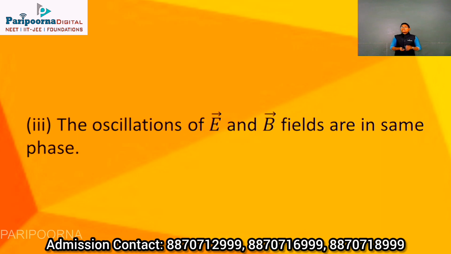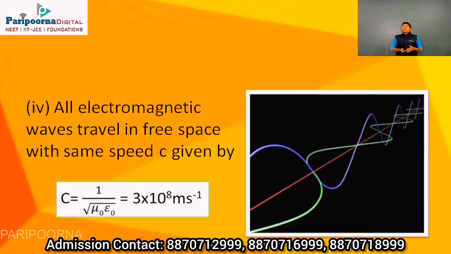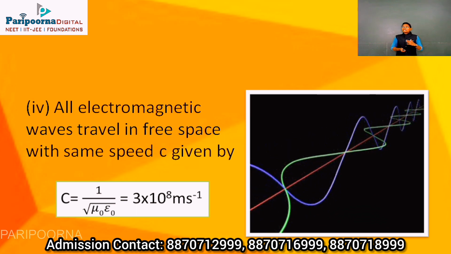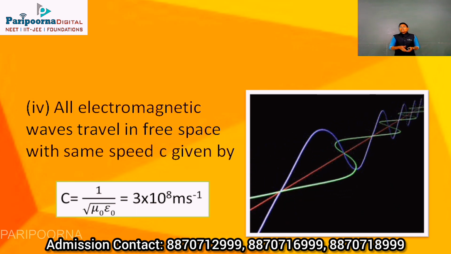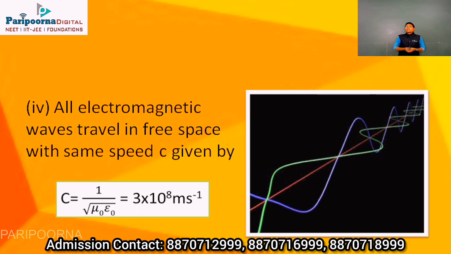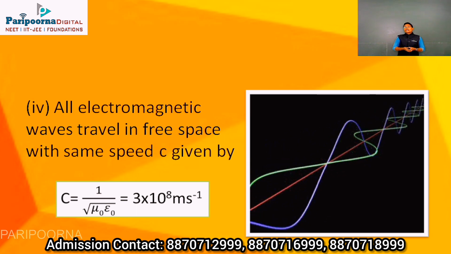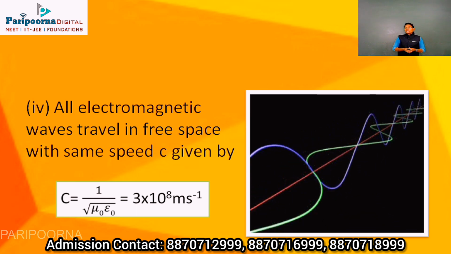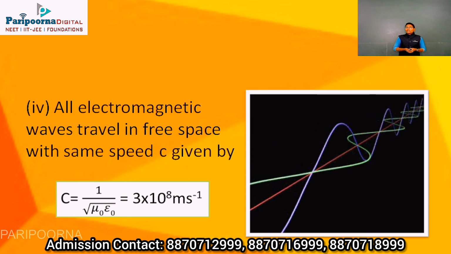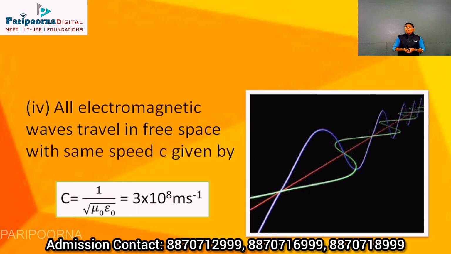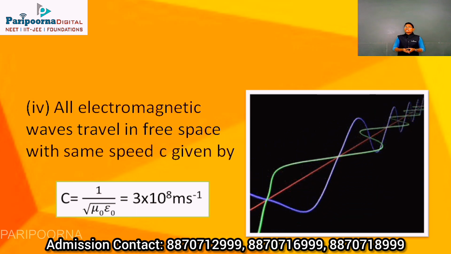The third property is that the oscillations of the electric field and the magnetic field are in the same phase, and all electromagnetic waves travel in free space with the same speed c. As we have seen before, electromagnetic waves need not have any medium to propagate. So they travel in free space with the same speed c, given by c equal to 1 by root of mu naught into epsilon naught, which is equal to 3 into 10 power 8 meter per second, that is the speed of light.